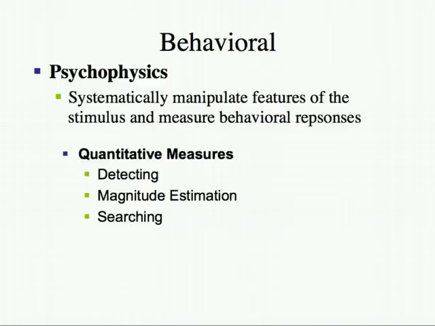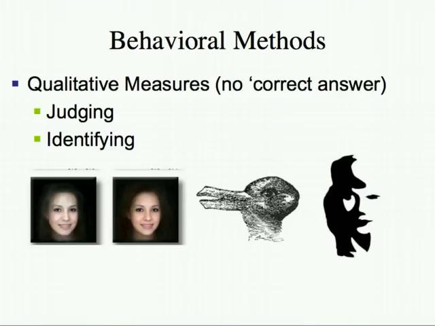Behavioral methods we mentioned were psychophysics, which is to systematically manipulate the stimulus and look at behavioral responses. And it's called psychophysics, the idea being that you can set up the parameters of your experiment and look at the output as the experimental result. And we discussed a couple of different kinds of behavioral methods, a couple of psychophysical methods, both quantitative and qualitative measures. So we'll go to qualitative measures first.